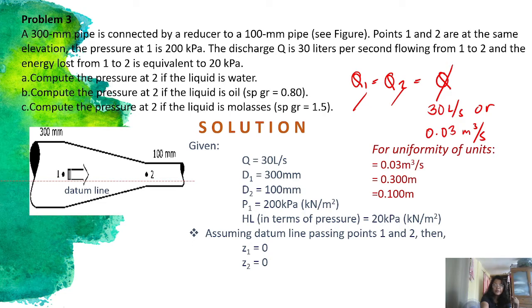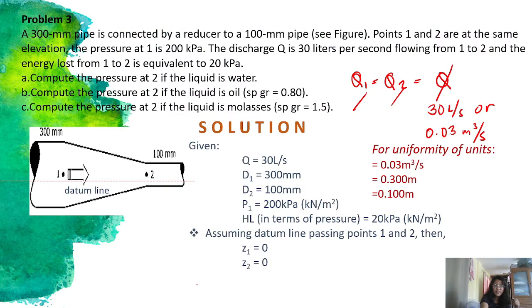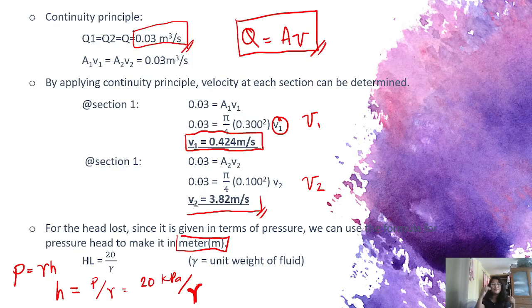Walang sinabi, no? Okay. So, if the liquid is water, letter A. So, ano nga siya? General, no? So, pagpapalit-palitin lang natin yan mamaya, depende sa situation. So, for letter A, water. For letter B, oil. And then, for letter C is molasses. Okay. So, ano pa ba?